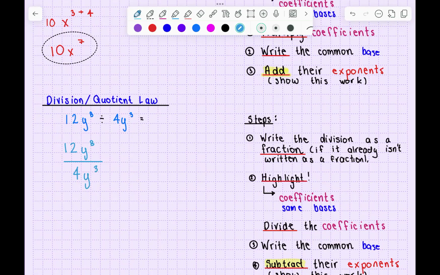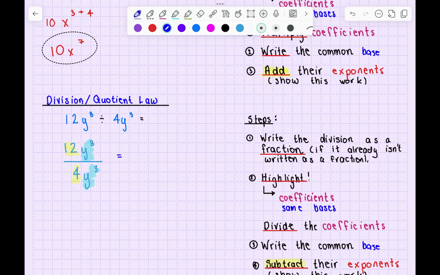Okay, now that's going to make a little bit more sense. It's going to be easier to see what we're doing. So again, I'm going to ask you to do the same thing, highlight. I'm going to highlight the coefficients, and then I'm going to highlight the algebraic terms with the same base. Okay, so again, first thing, I'm going to do the same thing I did before. I'm going to divide the coefficients this time.